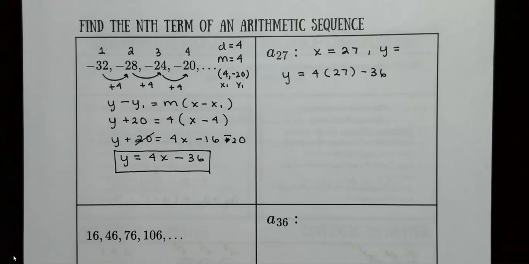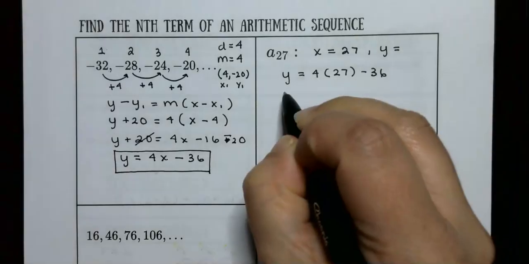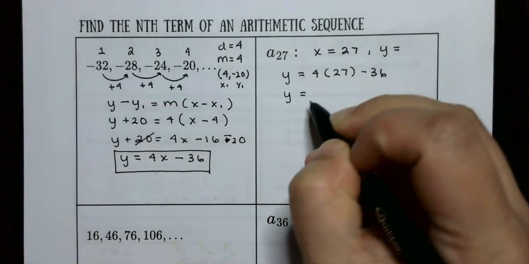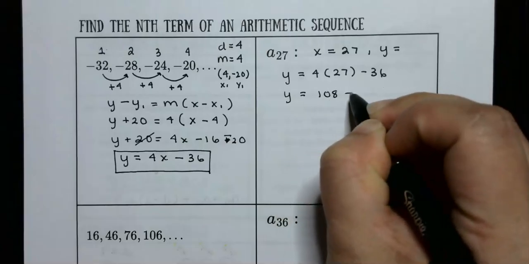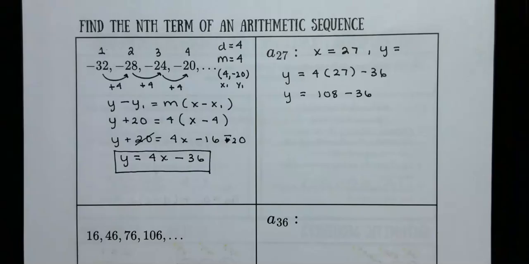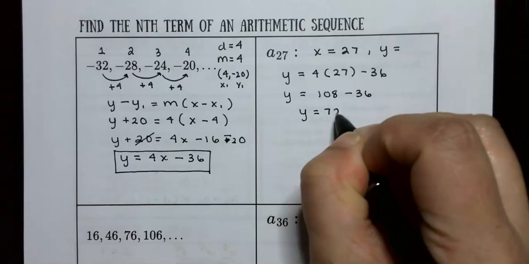Once we multiply 4 and 27, and then whatever that number is subtracted by 36, that is going to be the answer we're looking for. All right, so the first thing we're going to do is multiply 4 and 27. So 4 times 27 gives us 108. And then 108 minus 36 is going to be 72. So we're going to bring down the y is equal to 72.